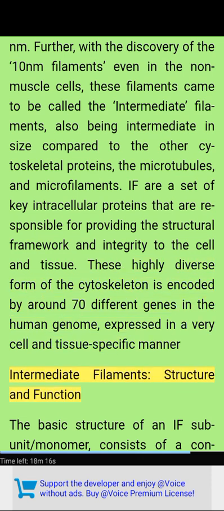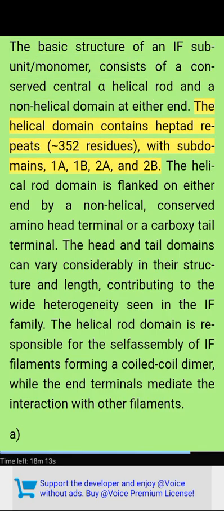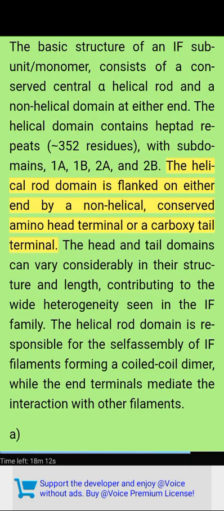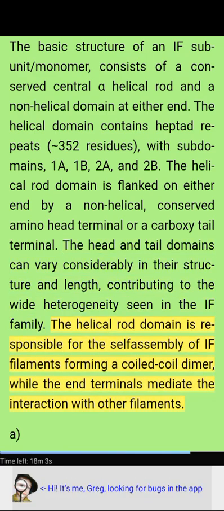Intermediate filaments: structure and function. The basic structure of an IF subunit monomer consists of a conserved central alpha helical rod and a non-helical domain at either end. The helical domain contains heptad repeats, approximately 352 residues, with subdomains 1A, 1B, 2A, and 2B. The helical rod domain is flanked on either end by a non-helical, conserved amino head terminal or a carboxy tail terminal. The head and tail domains can vary considerably in their structure and length, contributing to the wide heterogeneity seen in the family. The helical rod domain is responsible for the self-assembly of the filaments, forming a coiled-coil dimer, while the end terminals mediate the interaction with other filaments.